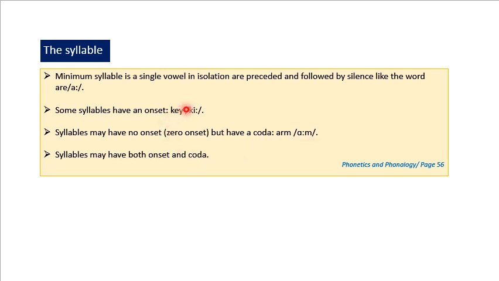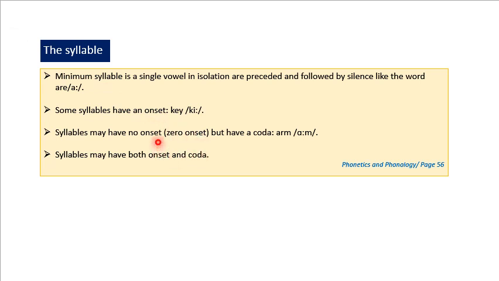So when it's zero onset, it refers to the situation where you have no consonants before the vowel in the syllable. And finally, we have the syllable may have both onset and coda. And there are several examples like in the word fill, which has short E sound and preceded by the f sound and followed by the l sound.